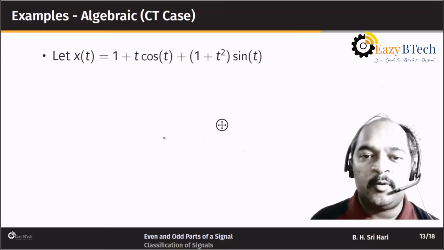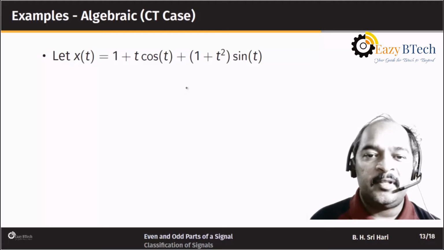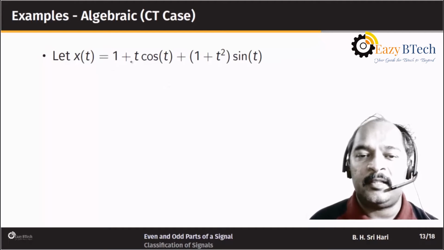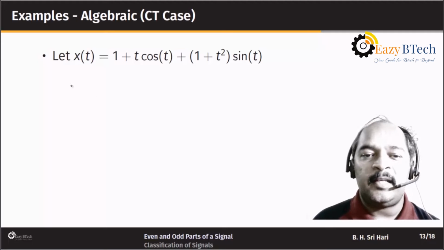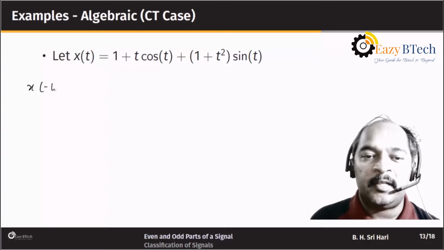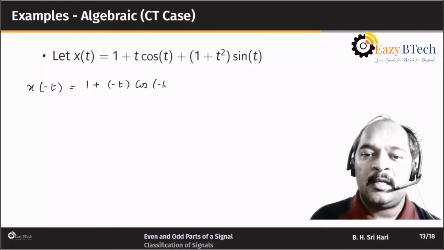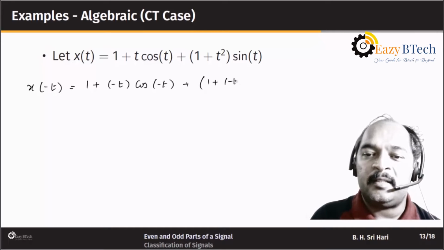We'll take one more example, which is given by x of t is equal to 1 plus t cos t plus 1 plus t square sin t. Again, what is needed here? First we have to find x of minus t. That turns out to be 1 plus, wherever there is t, we have to replace it with minus t. So minus t cos of minus t plus 1 plus minus t whole square multiplied with sine of minus t.